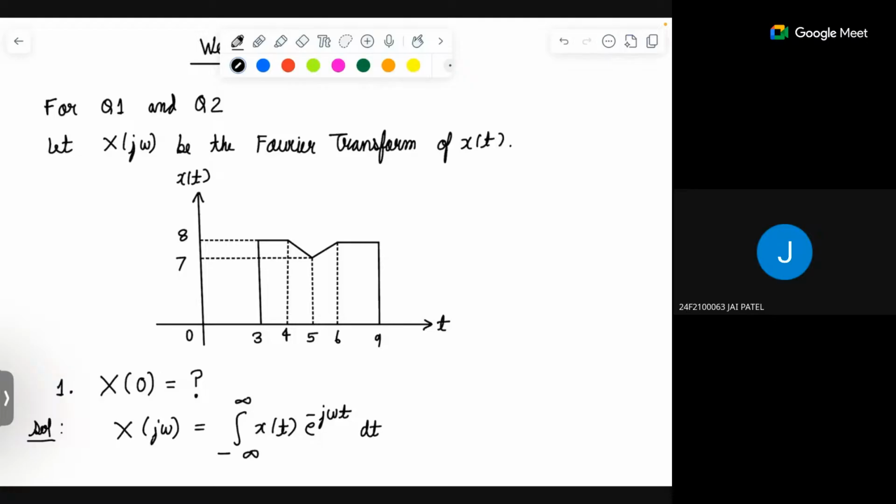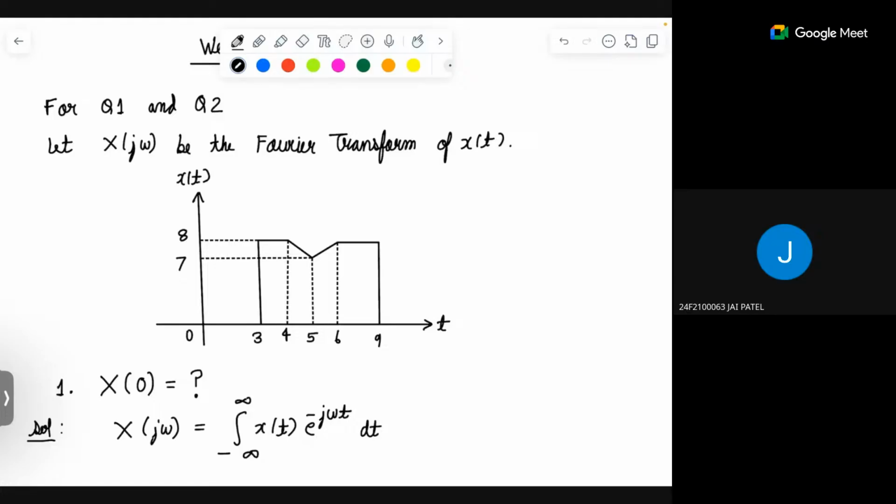Did anybody solve? No, ma'am. Ma'am, 40. No, it's not 40. So what approach are you guys using? First, I put omega equal to 0, then the integration will become the integral from minus infinity to infinity of x(t) dt. Then I find the area under the curve x(t). Yes, your approach is correct. So probably you made some calculation mistake.